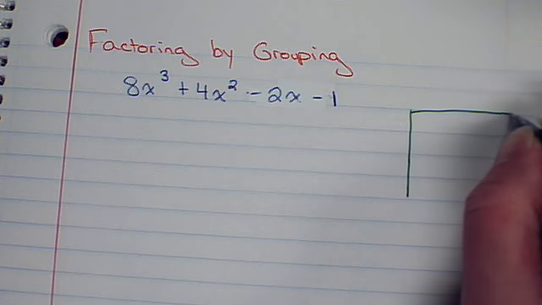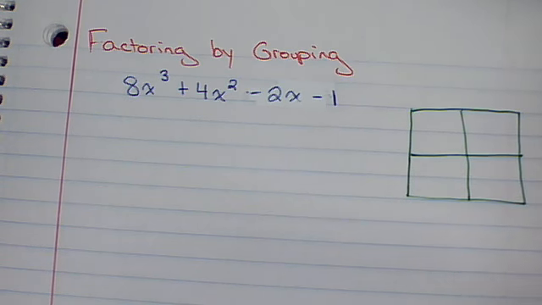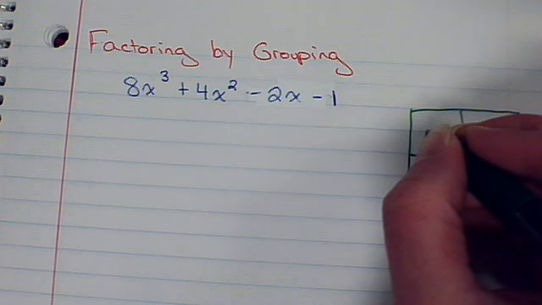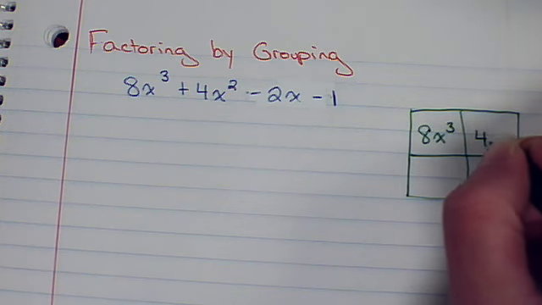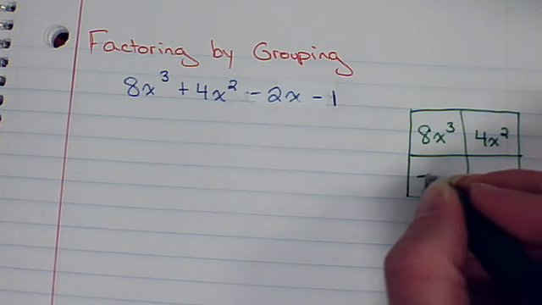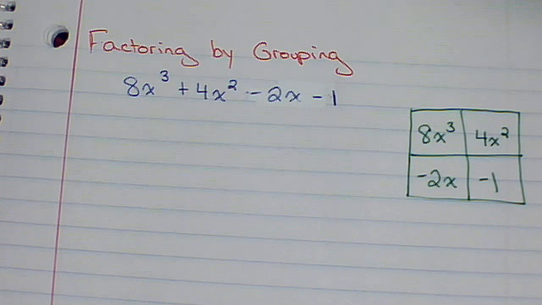So let's look at it. I already have my 4 terms, so there's nothing to figure out. Now, it works for most cubics, so don't think it works for every single one of them, but for most of them it does work. I've got 8x cubed, 4x squared, negative 2x, and negative 1. So we're going to play the game just like we have been doing.